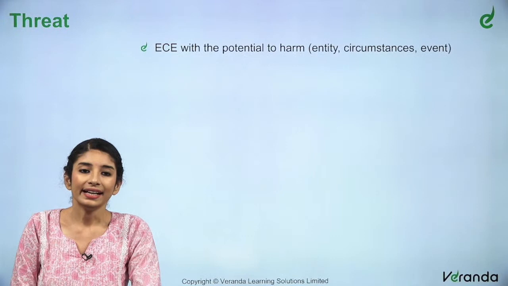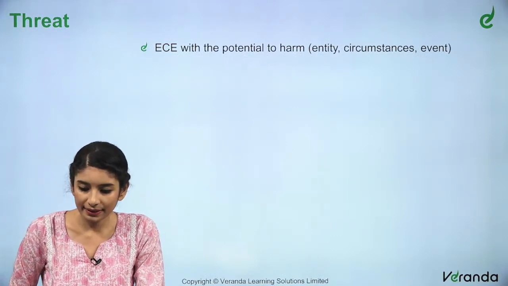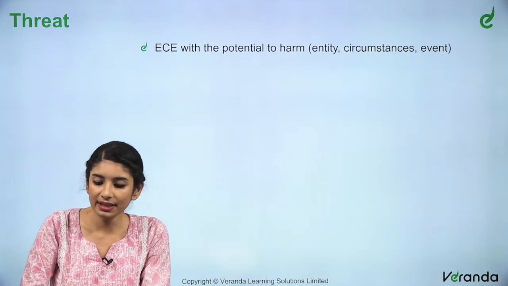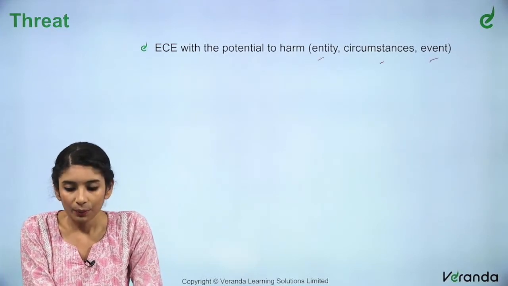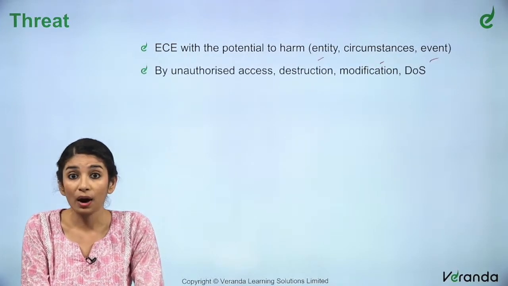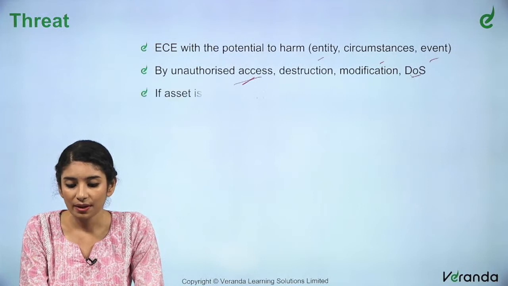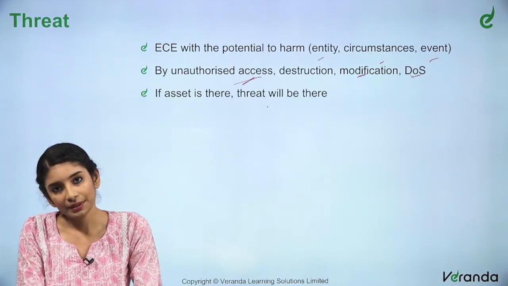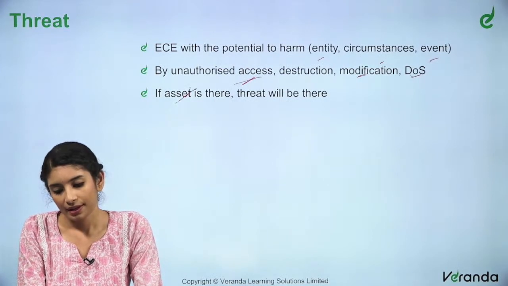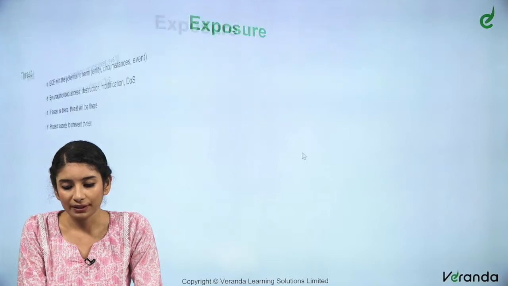Next is threat. ECE with the potential to harm the entity, harm the asset. ECE stands for entity, circumstances and event with the potential to harm. How? Threat by unauthorized access, by denial of service, by modifying the information. If there is any asset, then threat will be there. Protect assets to prevent the threat.